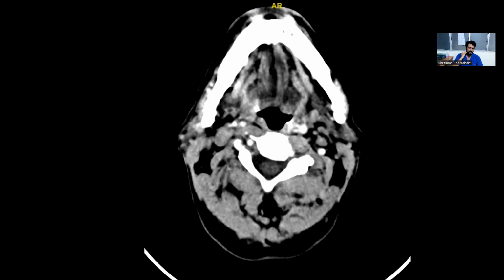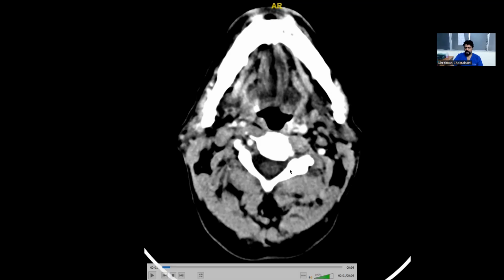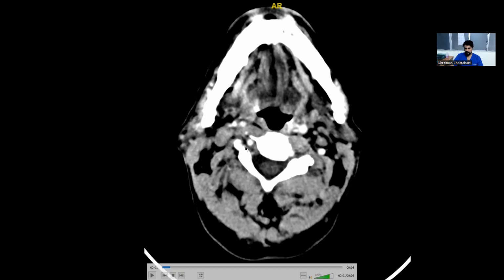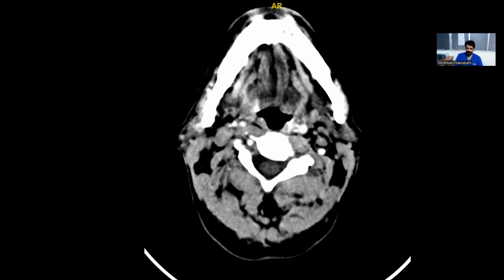And what is there at the bottom of the skull? Right below the foramen magnum is the C1 vertebra. So this is basically your C1 vertebra. And in the foramen transversarium, you are able to see the two vertebral arteries. Right, now let's just continue.